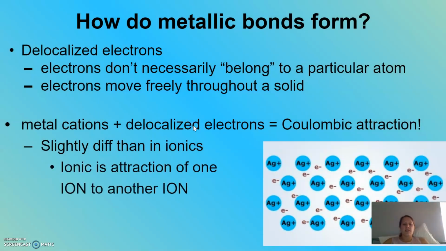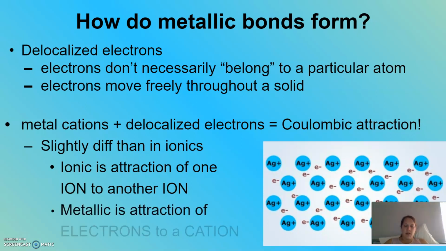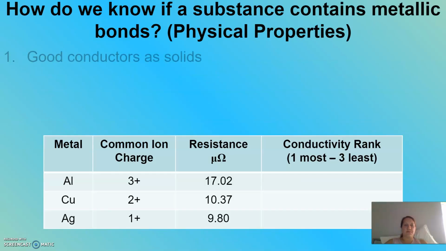In ionic substances, when we talk about the Coulombic attraction, we're talking about the attraction of one ion to another ion, one positive ion to a negative ion. And ions contain protons, neutrons, and electrons. In metallic bonds, when we talk about Coulombic attraction, we're talking about the attraction of electrons to a cation. So we're just talking about a subatomic particle of electrons being attracted to a cation or a positive ion that's left behind. So it's a little bit different, but the idea is still the same: the attraction between something positive and something negative. So, things that are true of metallic bonds.